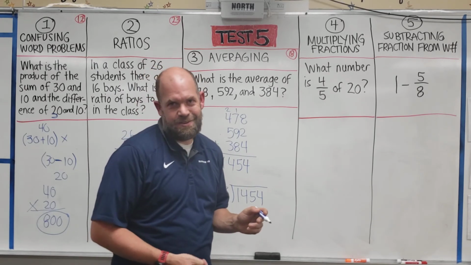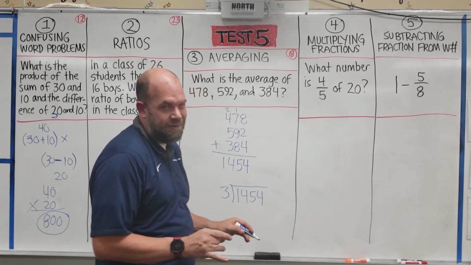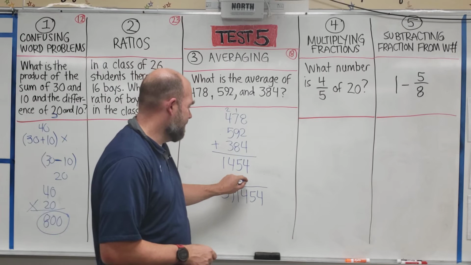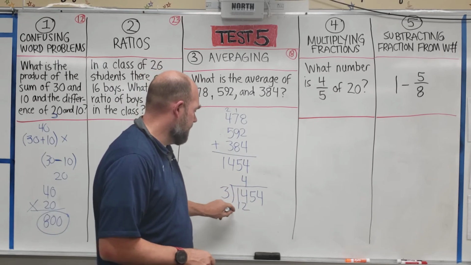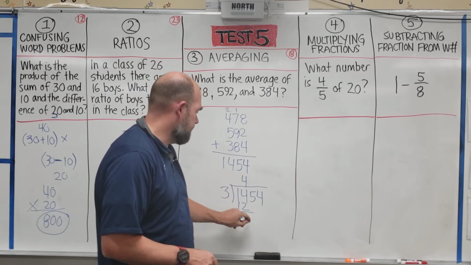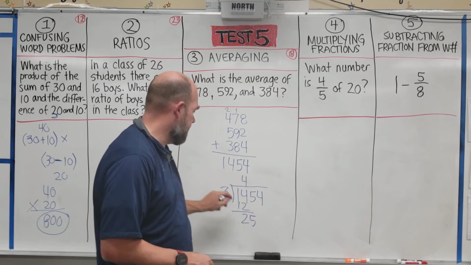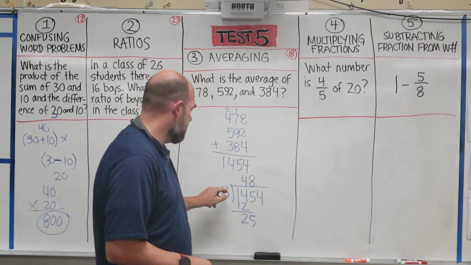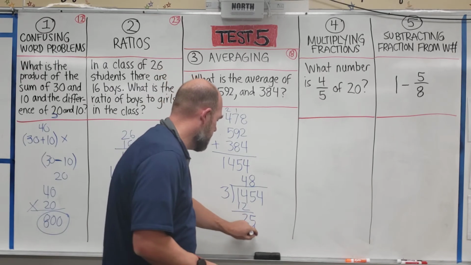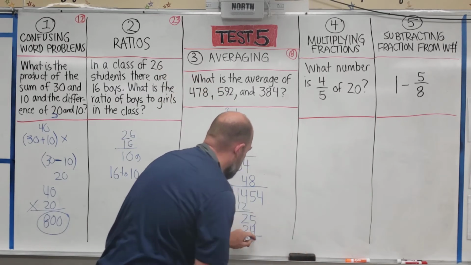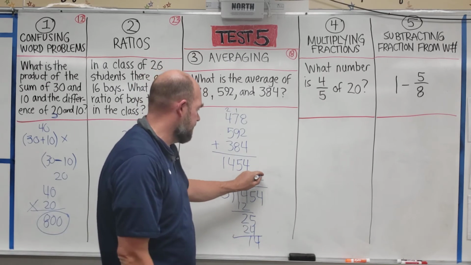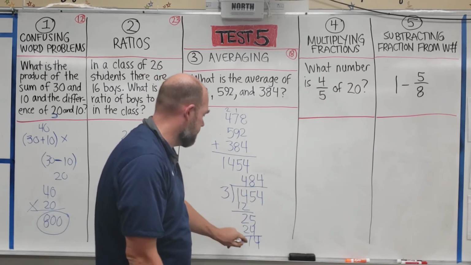I didn't do this in advance, so there might be a remainder. If there's a remainder, we're just going to move on. 3 goes into 14 4 times, will give us 12. Subtract and we get 2, drop the 5, 25. 3 goes into 25 8 times. 8 times 3 is 24. Drop the 4. 3 goes into 14 4 times, and sure enough, there is going to be a remainder. 4 times 3 is 12.